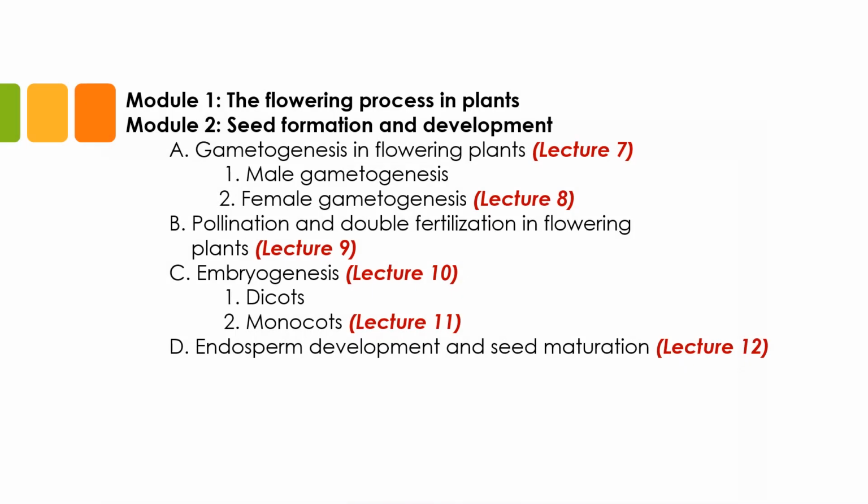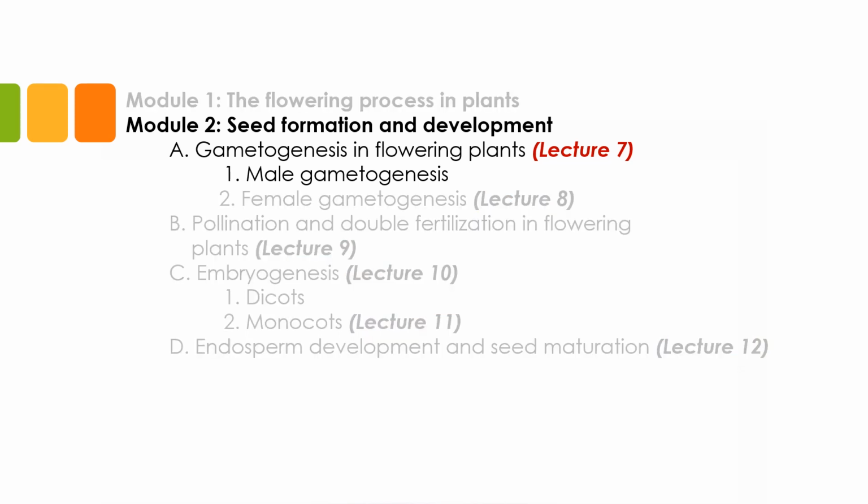From our lessons on the developmental transition and flowering process in plants, we will now begin our lecture on seed formation and development, which is covered in Module 2 of our syllabus. In this module, we will cover the various physiological processes that occur within the flower towards the development of a seed. For today, our focus will be on gamete formation in plants, specifically male gametogenesis.